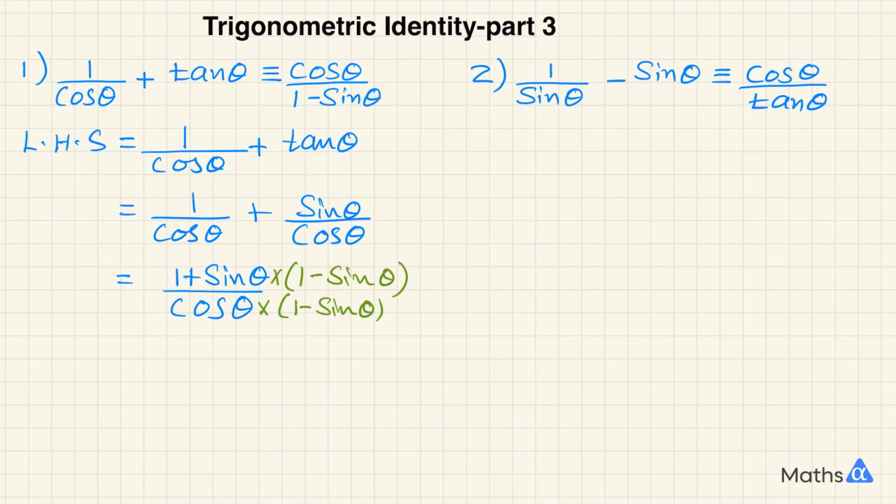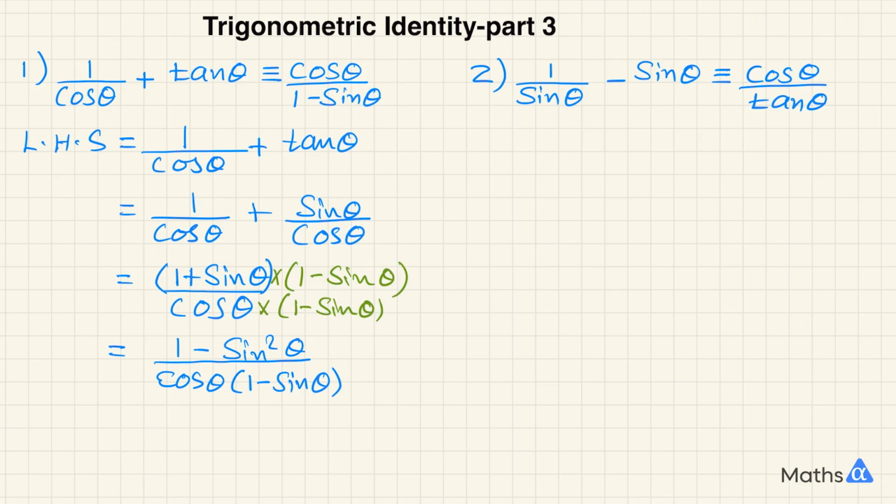Now you can see what's going to happen here, right? When you multiply 1 plus sin theta by 1 minus sin theta, we have a difference of squares. Therefore, we can write the numerator as 1 squared minus sin squared theta, which is 1 minus sin squared theta. In the denominator, I'm not going to expand this, because I need 1 minus sin theta in the denominator. So I keep cos theta times 1 minus sin theta.